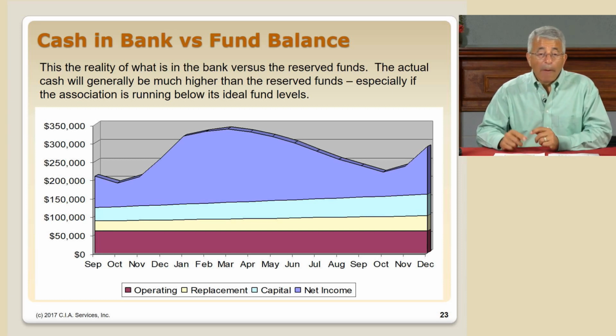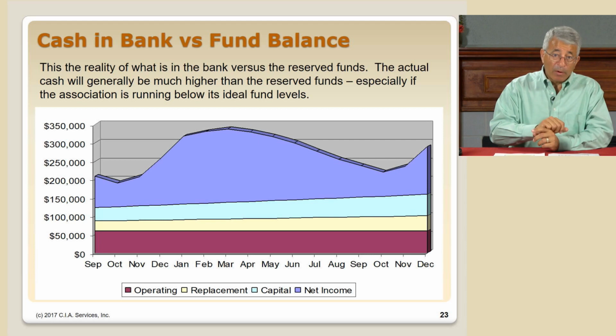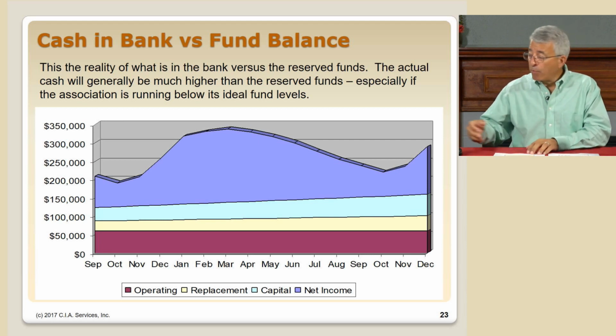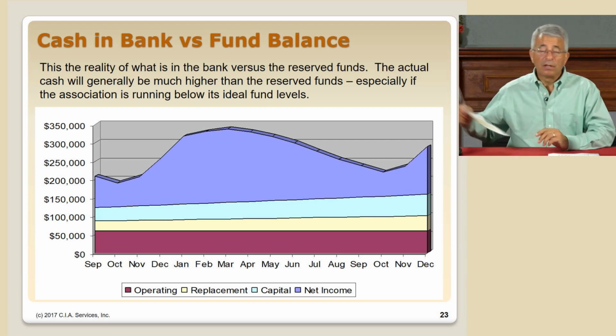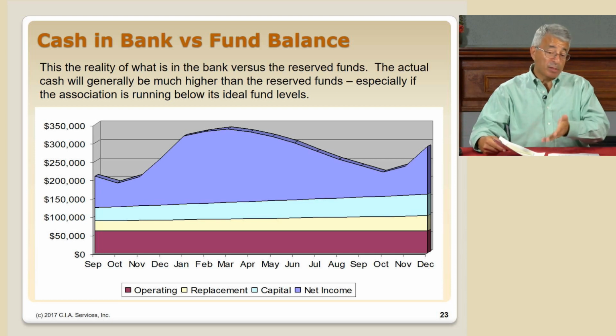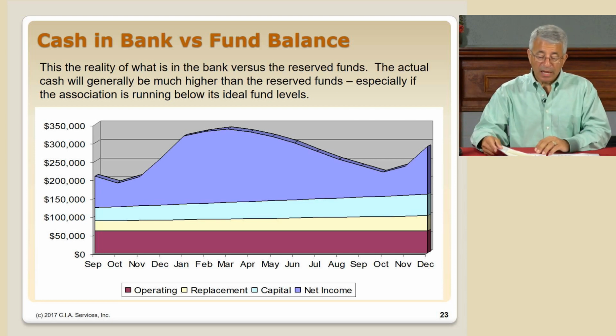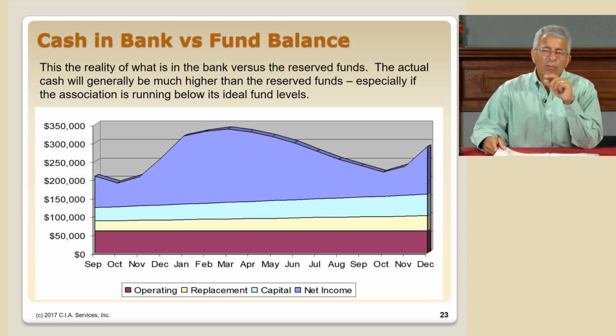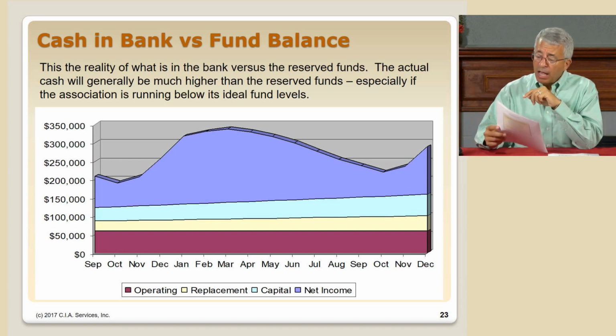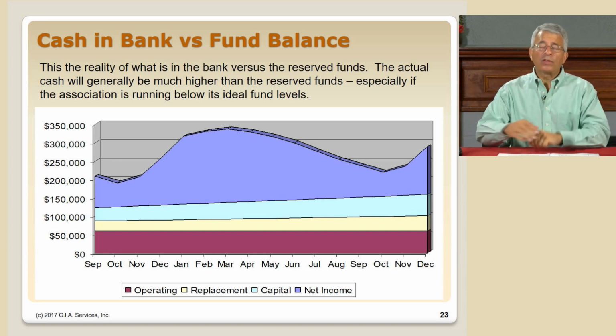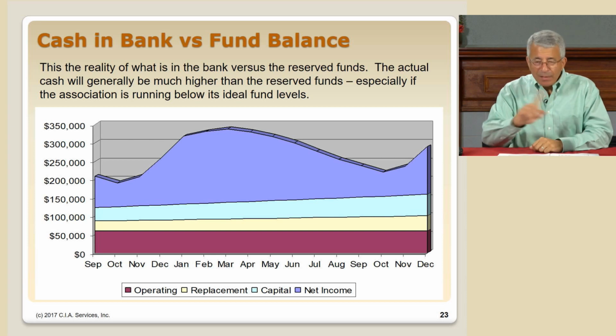But you are a sharp board member, and so you pull out the balance sheet that happens to be in your board package, and you say, Ralph, you're saying we ought to have $150,000 in our reserve funds, and you're saying we need to raise our assessments. But I'm looking at the balance sheet and I'm seeing that we have $200,000 there. That doesn't make any sense, Ralph.